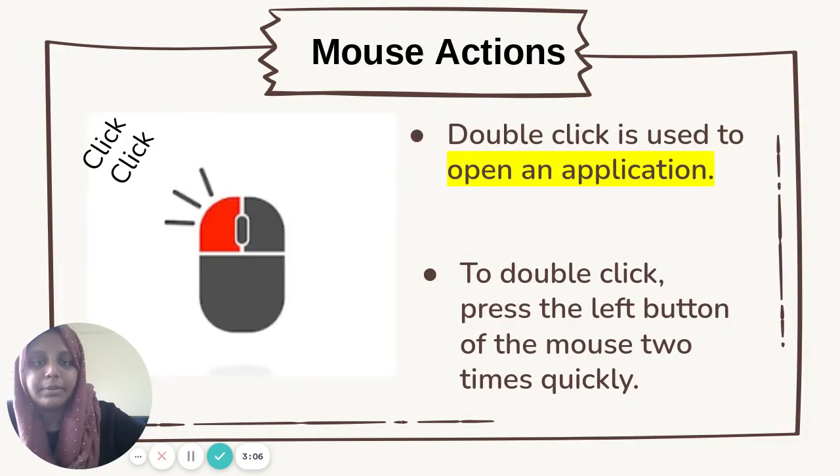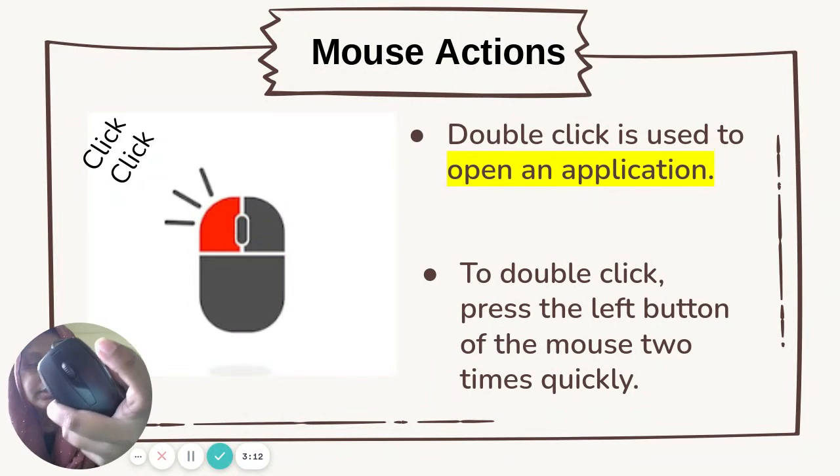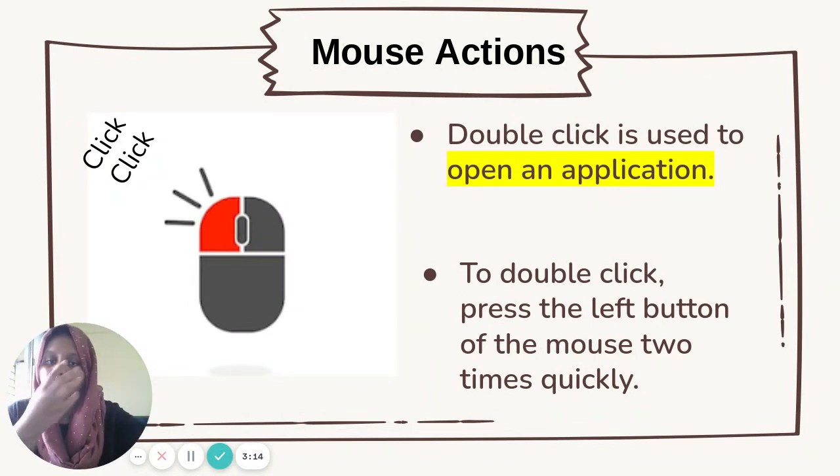Double click. Double click is clicking the left button two times. So when you click the left button two times, or when you do double click, we can open an application. So if you want to watch a movie, you want to play a game, you want to open your Seesaw, yes, to open anything on your computer or your laptop, we have to do double click.